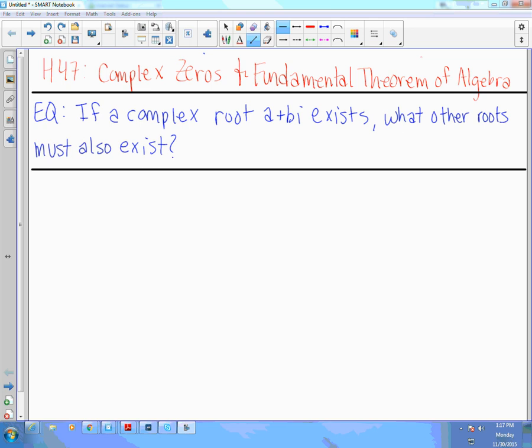Want to bring your honors volume, which is volume 2. So the honors topic that says H47 is in the back of volume 2. Remember, I'll use that a couple times before we did complex numbers. So this is another one in the honors section. We're learning more about complex zeros and the fundamental theorem of algebra. Essential question: if a complex root a plus bi exists, what other roots must also exist?